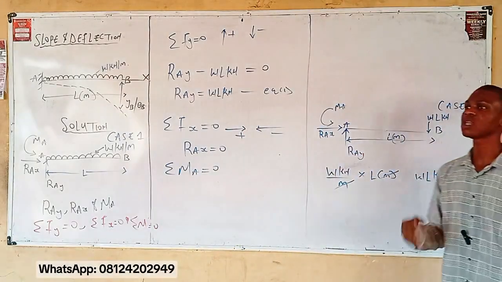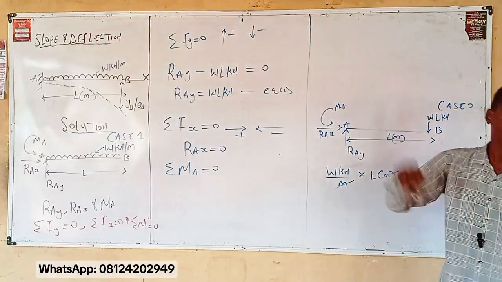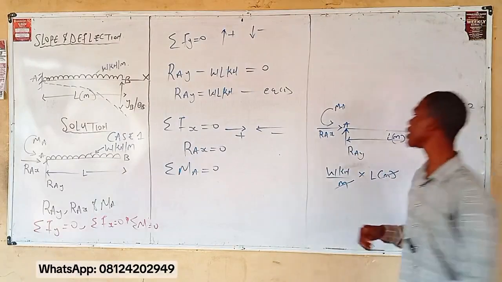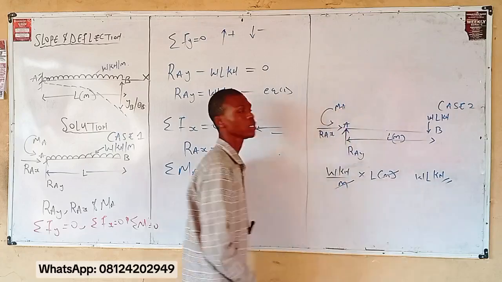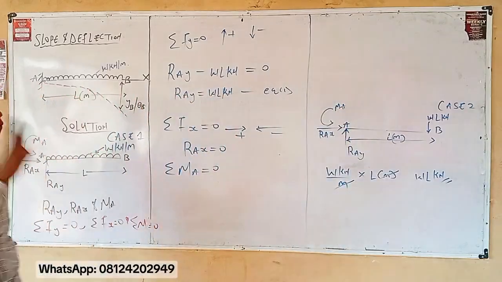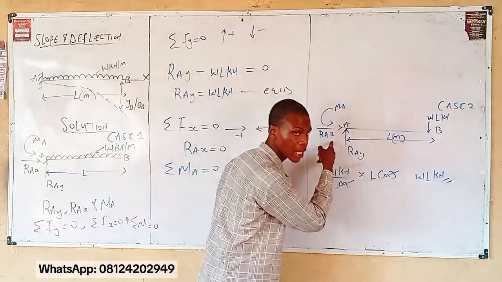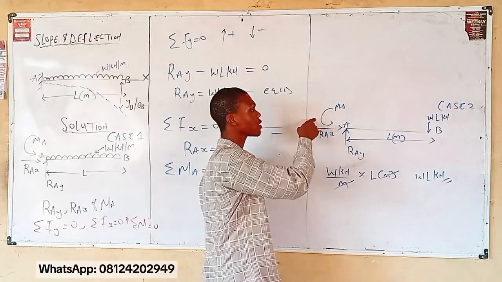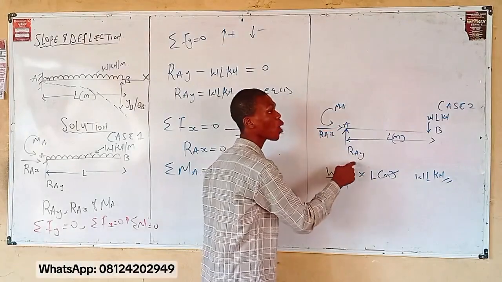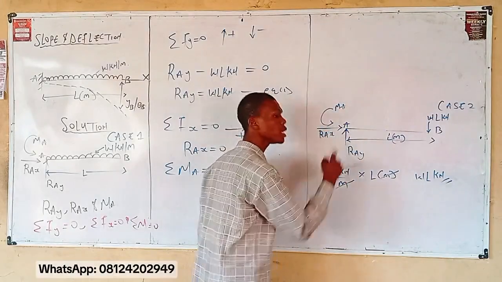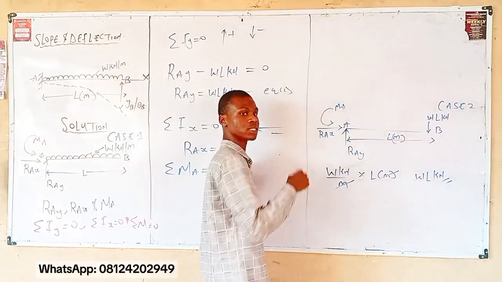Now, we said whenever you are taking your moment, don't consider the force at the point. True or false? True. Meaning I'm taking moment about point A, right? What are the forces on point A? RAY and RAX. What about this? Is this a force? No, it is a moment. Meaning at point A, RAY and RAX won't be considered. But this MA will be considered. Why? Because it is a moment.